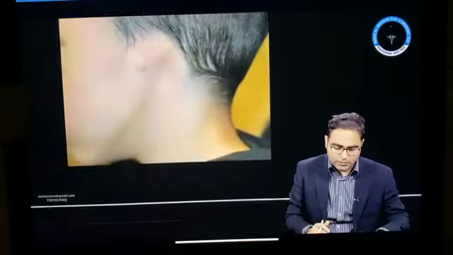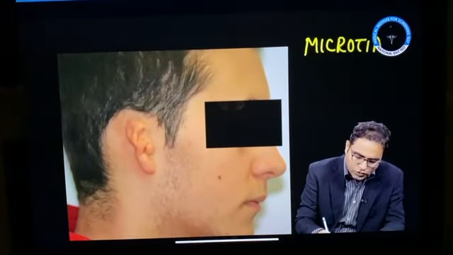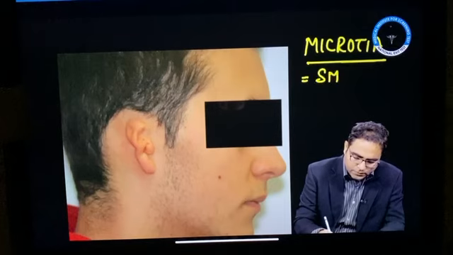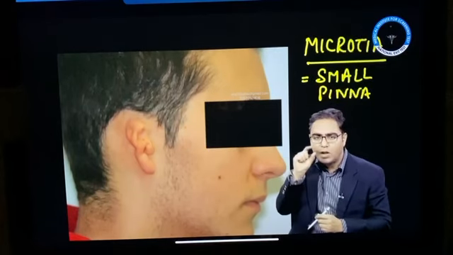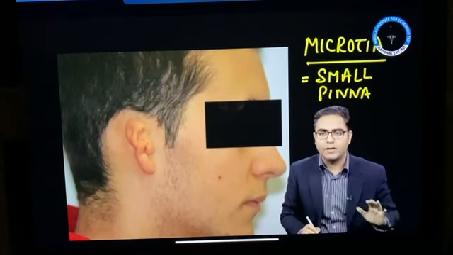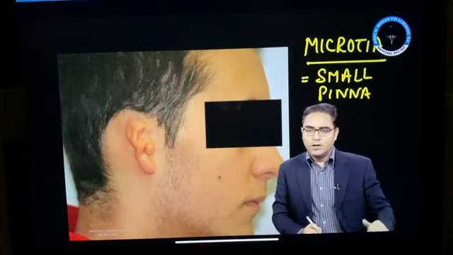Okay, there is another possibility called microtia. The name itself shows that microtia means small pinna. I think you're very clear. There's a very small pinna over there. Microtia, small pinna. Anotia, absence of pinna. Okay, fine.